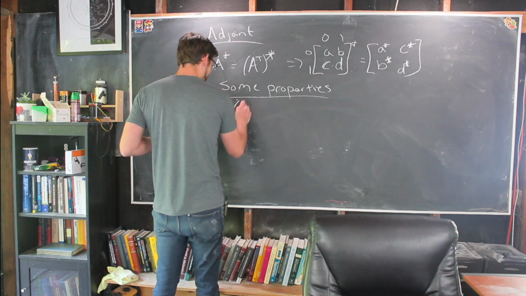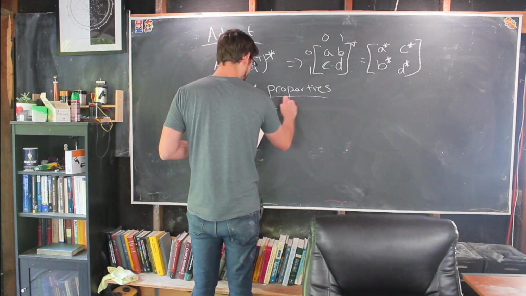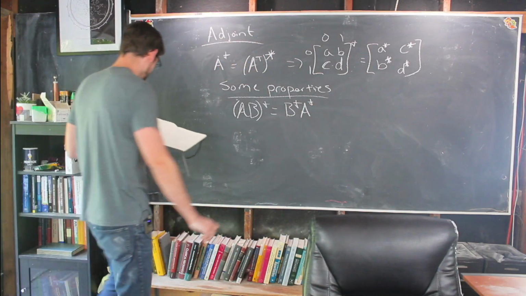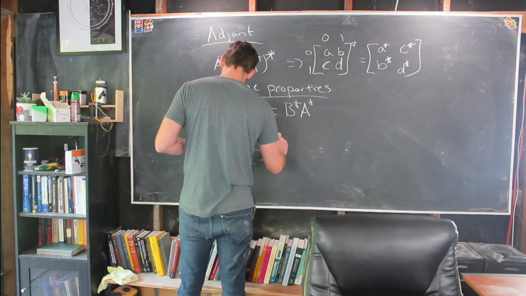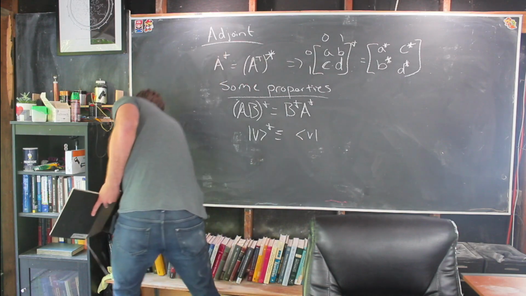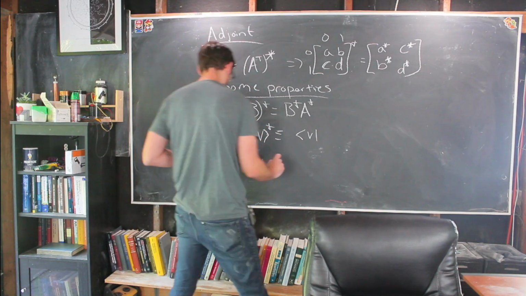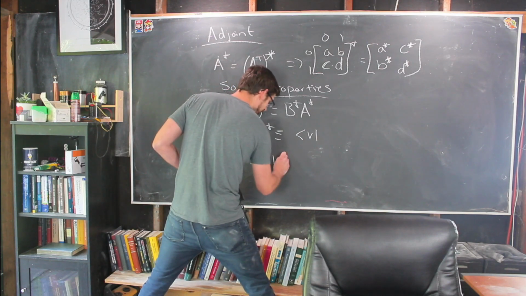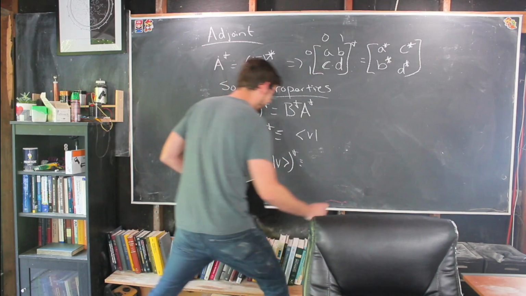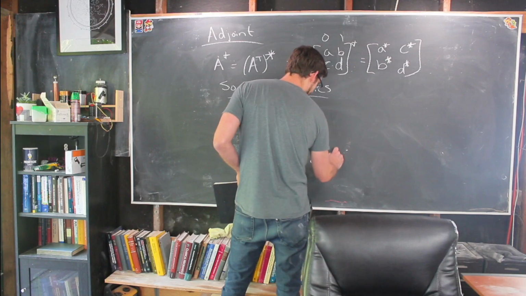So properties are, if we adjoint the product of two operators, then we have to flip them and take the adjoint of each individual operator. Notice when you take the adjoint of a state, we just get the complex conjugate of that state. So if you have an operator applied to a state and you adjoint the whole thing, then if you have A applied to a ket, you'll end up having A adjoint applied to a bra of that same vector.